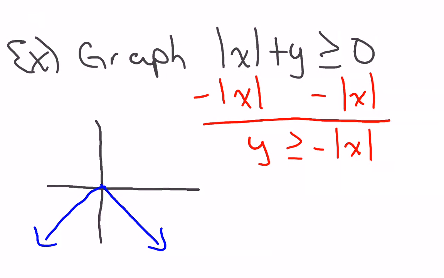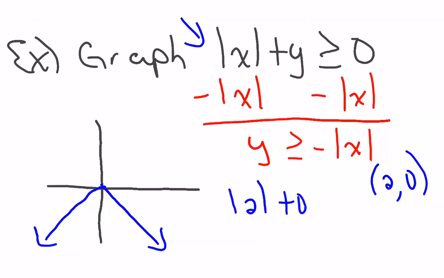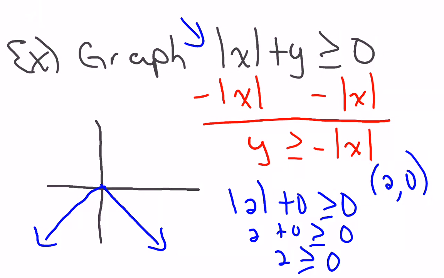And now we need to, again, see which side to shade. So again, pick a point. I'm going to pick the point 2, 0 and plug it in. We can even plug it into the very original if you like. So we would have the absolute value of 2 plus 0 greater than or equal to 0. Absolute value of 2 is 2. 2 plus 0 is 2. Is 2 greater than or equal to 0? The answer is yes. The point 2, 0 is out here. So that's the side that we shade.